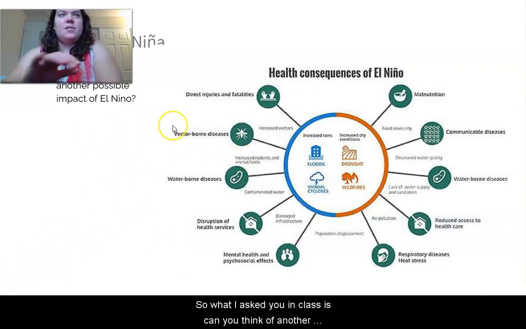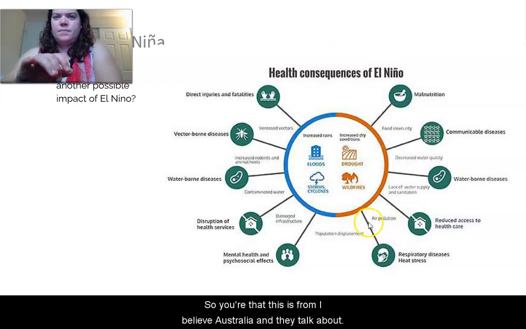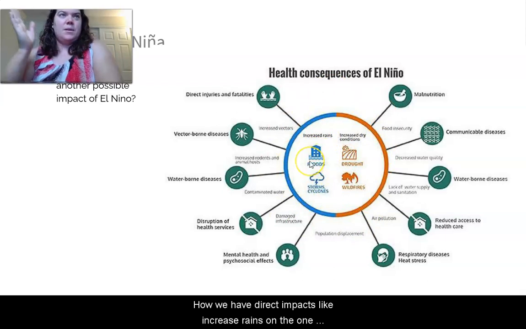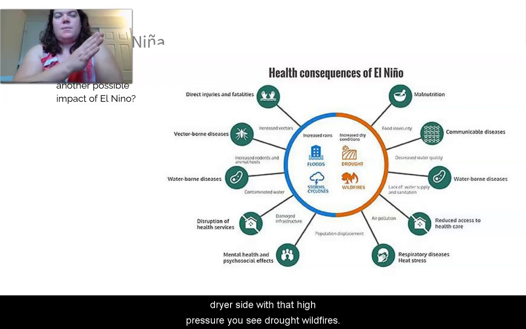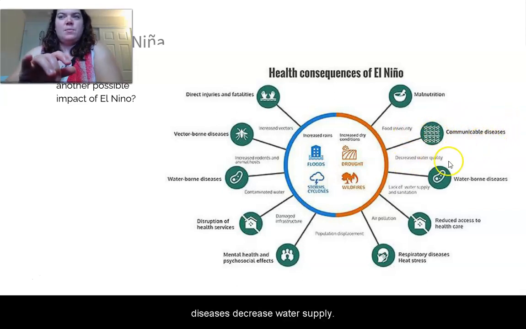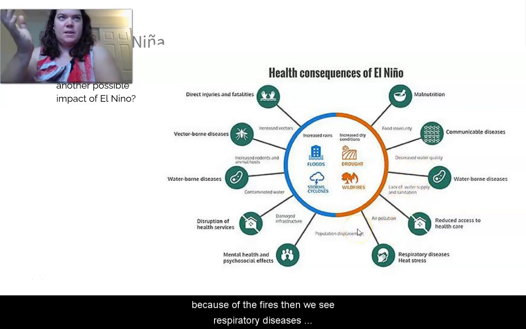So what I ask you in class is, can you think of another possible impact of El Nino? Here, this is from, I believe, Australia, and they talk about how we have direct impacts like increased rains on the one side, right? So flooding, storms, cyclones, and then on the drier side with that high pressure, you see drought, wildfires, lack of crops, right? So that leads to malnutrition, food insecurity, diseases, decreased water supply, lack of sanitation, and air pollution becomes a problem because of the fires.